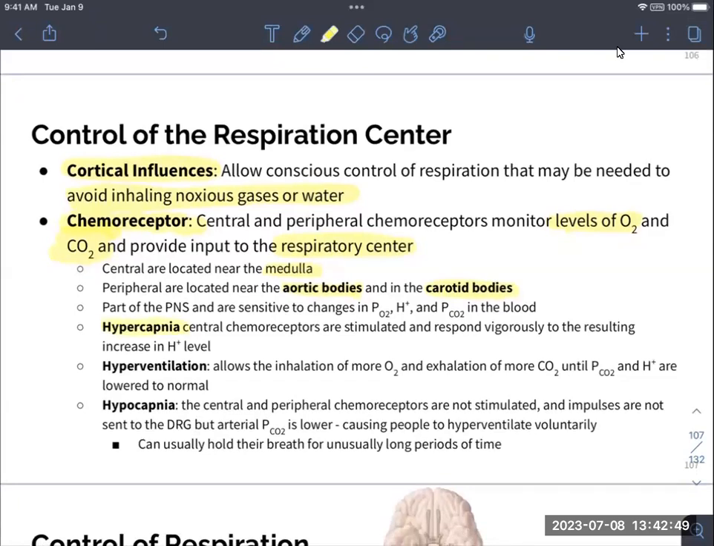Hypercapnia, these chemoreceptors get activated because there's too much hydrogen in the blood. Hyperventilation allows you to breathe in more oxygen and get rid of more carbon dioxide until your levels get back down to more of a normal level.